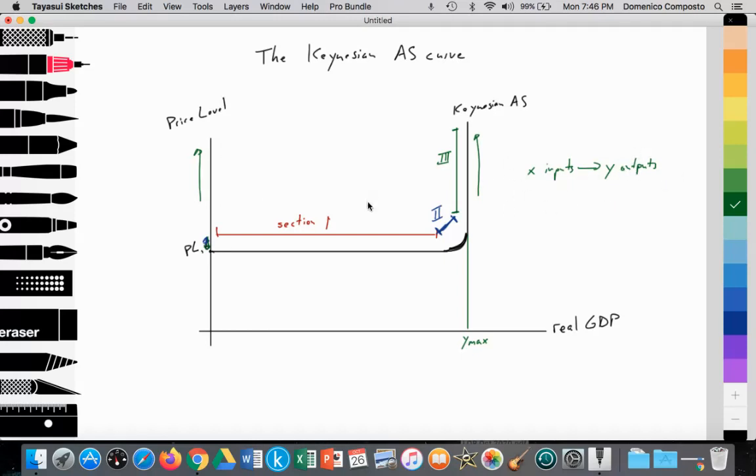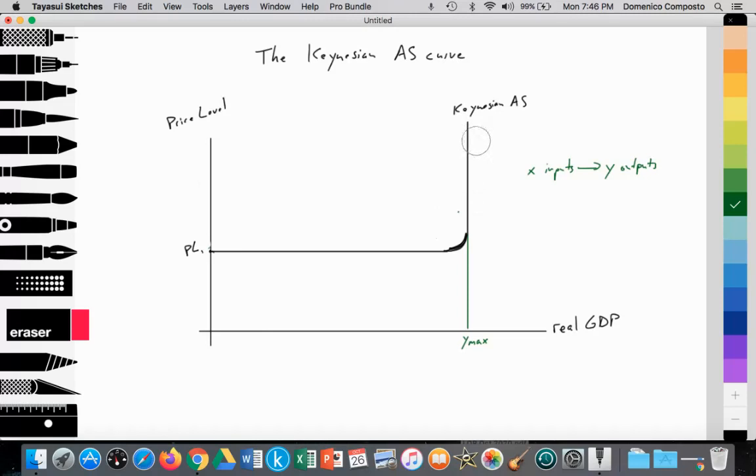Okay, so now we can put in aggregate demand and begin mapping out changes in the price level as aggregate demand begins to increase from Section 1 to Section 2 and into Section 3. Okay, so we're just going to get rid of this and begin to plot aggregate demand. And the Y max is not necessary. I'll take that out. I don't really need that for this explanation.